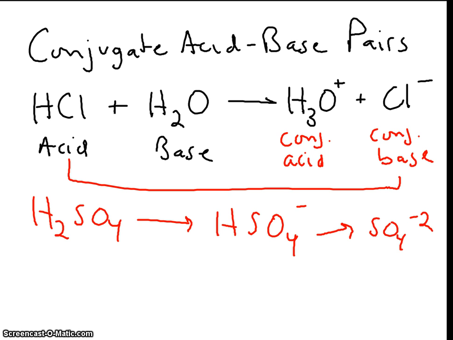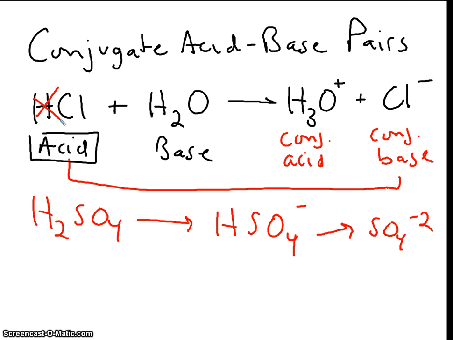What you need to know for this, if you see it, is if we have an acid, so right here HCl, its conjugate base is just what you get when you take away one hydrogen. Okay, so if we take the hydrogen off of HCl, we get Cl minus. So there's the acid and the conjugate base.